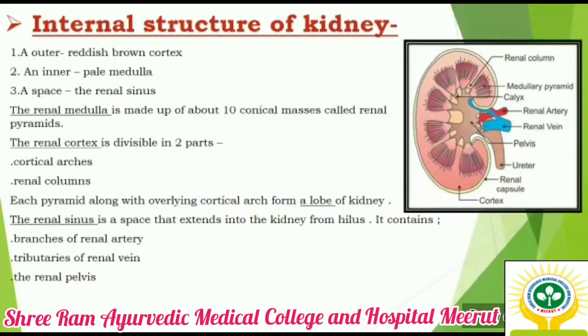Structure of kidney: an outer reddish brown cortex and inner pale medulla surround the renal sinus. The renal medulla is made up of about 10 conical masses called renal pyramids. The renal cortex is divisible into two parts: cortical arches and renal columns. Each pyramid along with the overlying cortical arch forms a lobe of the kidney. The renal sinus is a space that extends into the kidney from the hilum. It contains branches of the renal artery, tributaries of the renal vein, and the renal pelvis.